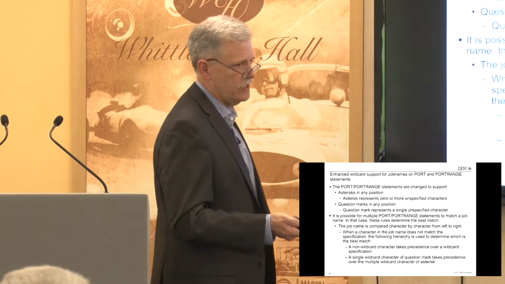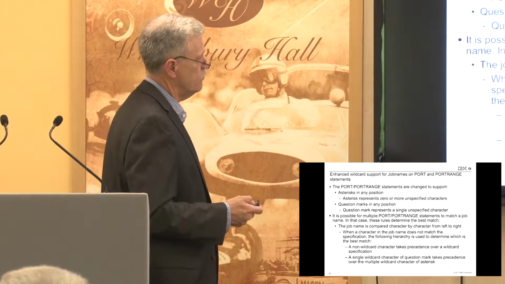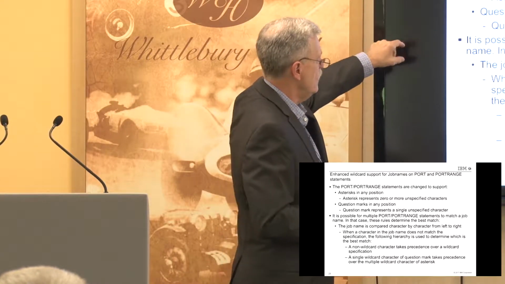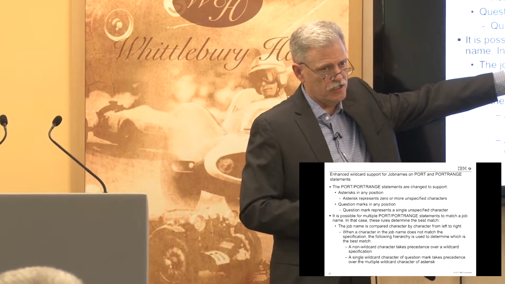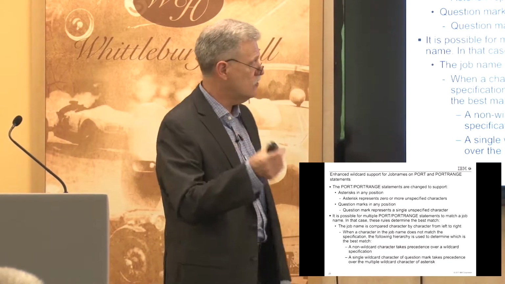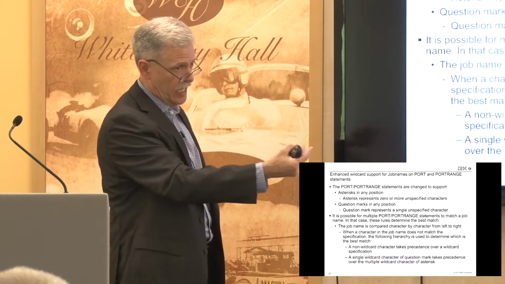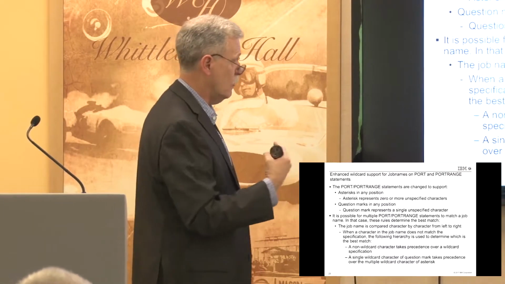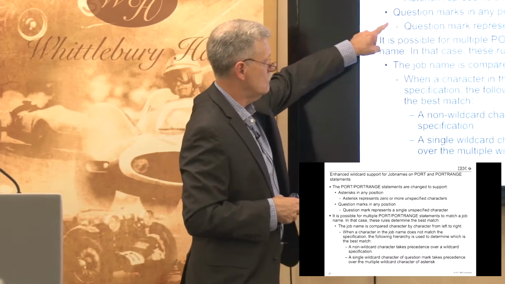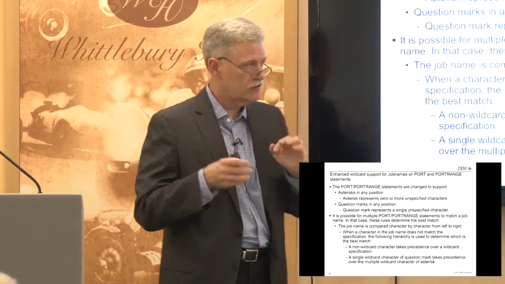So in 2.3, we finally answered that requirement, and we enhanced the wildcard support for job names and port range. What we did there was we now support asterisks in any position, not just at the end of the job name. And the asterisk can represent 0 or multiple unspecified characters. So now when the asterisk is in the middle, it can be multiple characters. We also provide for the wildcard support the notion of a question mark. The question mark represents a single unspecified wild character, if you will.